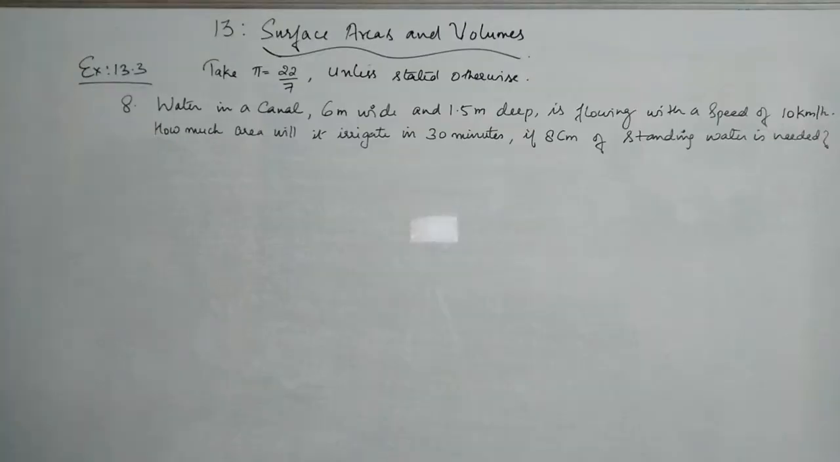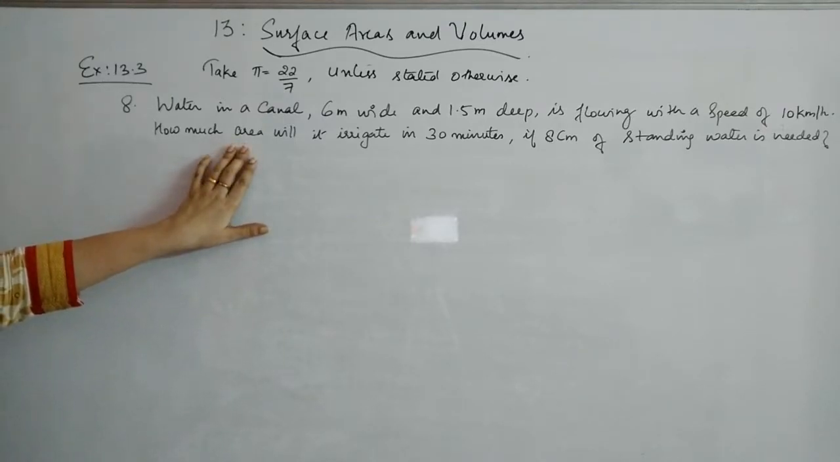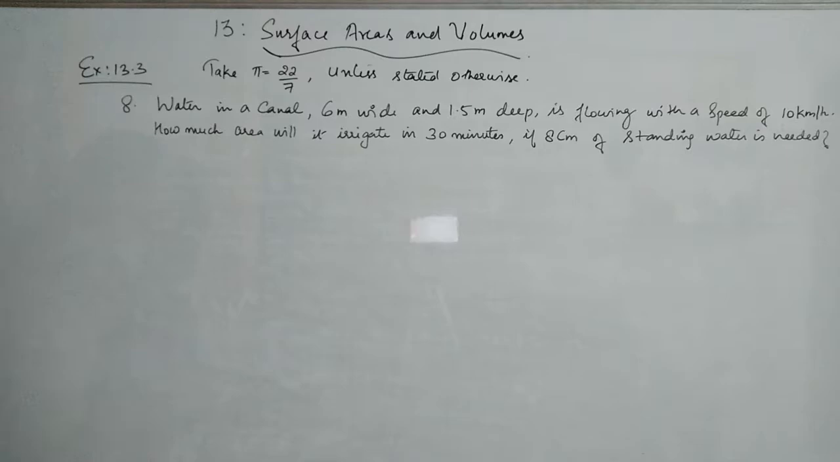Next is question number 8. Water in a canal 6 meter wide and 1.5 meter deep is flowing with a speed of 10 km per hour. How much area will it irrigate in 30 minutes if 8 centimeter of standing water is needed? So you have to find the area which it will irrigate in 30 minutes, with the height of the standing water given as 8 centimeter.